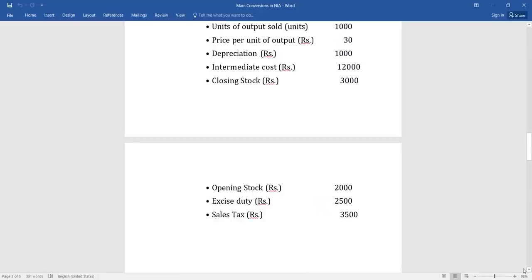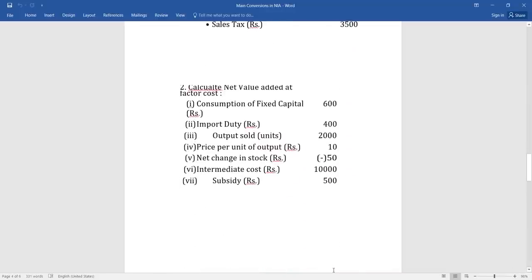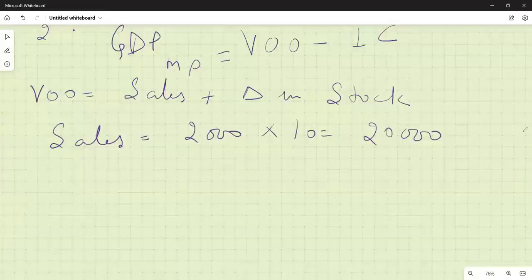Okay, they have written net change in stock here. This is the fifth head, net change in stock. See, the value has been given in minus. So, we'll do one thing. Sales, the value of sales is 20,000. So, to find out the value of output, now change in stock has been given in minus, change in stock is equal to minus 50.